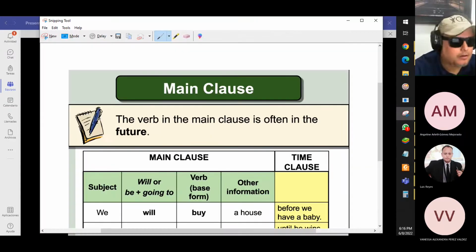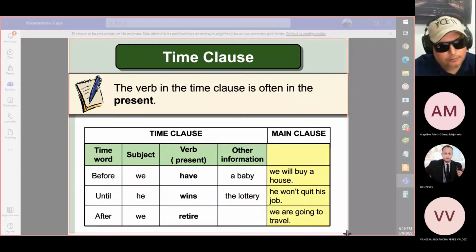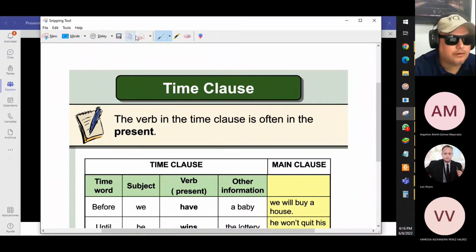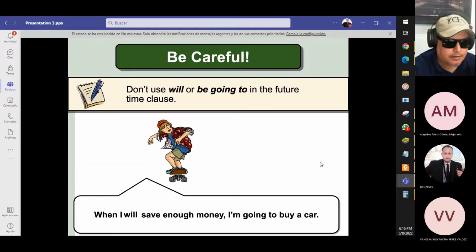No, teacher. All right. Entonces ya tenemos lo principal, que viene siendo main clause in the future, time clause in the simple present. That's the idea. Time clause in the simple present. All right, let's continue. A ver, ¿qué dice aquí? Tenemos a Miss Vanessa in the house.